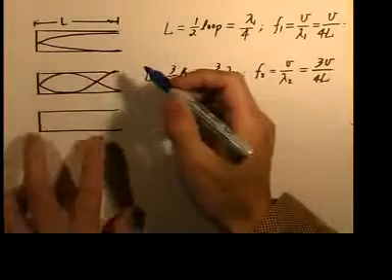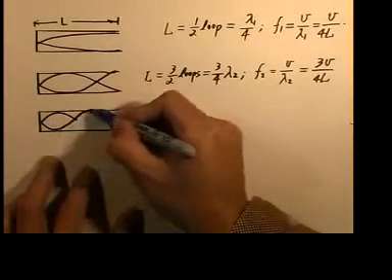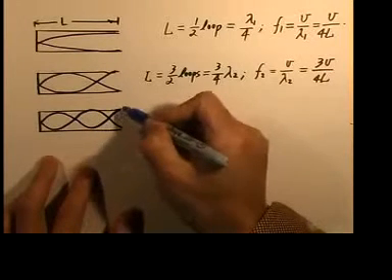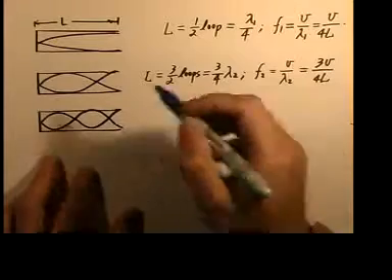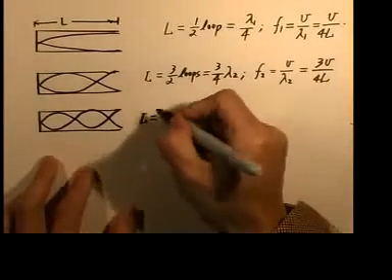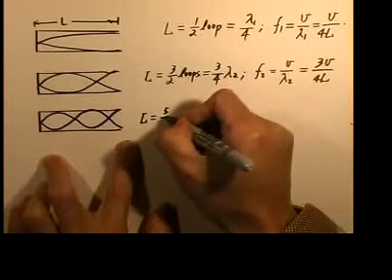We make the loops even shorter, so this time I'm going to include 2 full loops, and then plus half a loop at the end. I must have a half loop at the end because I want an antinode at the open end. Okay, so this time what do we have? Well, this time L equals 2.5 loops. And so that's 5 over 2.